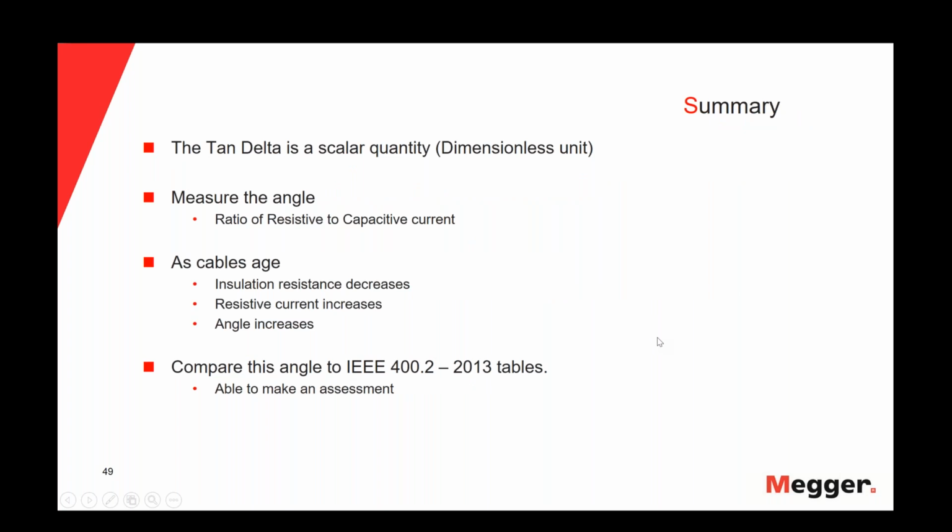So doing a brief summary of the tan delta test, the tan delta is a scalar quantity. It's a dimensionless unit. We measure the angle and the ratio of the resistive versus the capacitive current. As cables age, the insulation resistance decreases, the resistive current increases, and the angle increases. And we will compare the angle of the tan delta with the IEEE 400.2 2013, in order to be able to make an assessment.